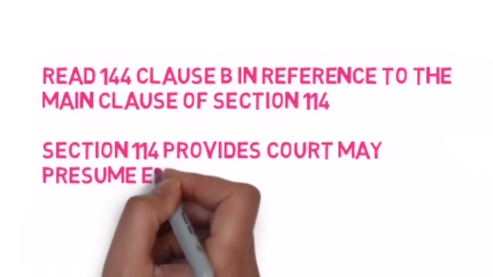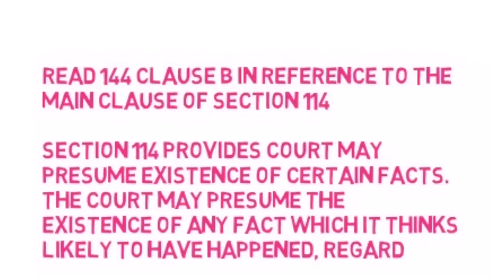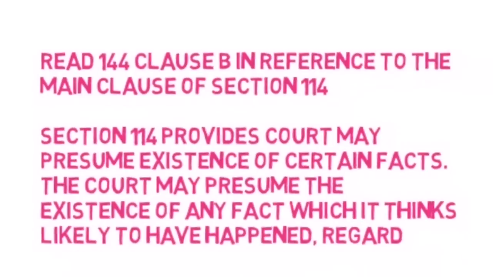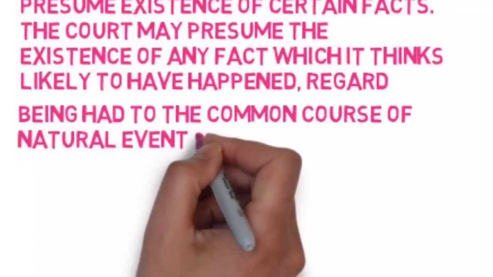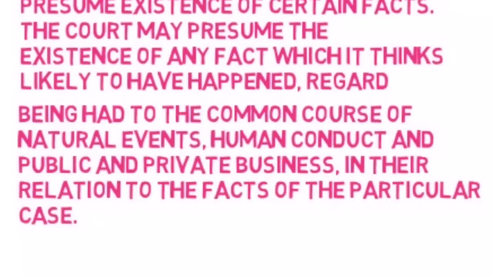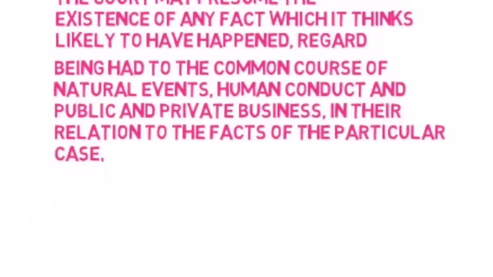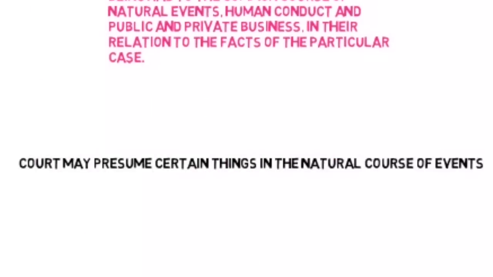And Section 114 provides that the court may presume the existence of any fact which it thinks is likely to have happened, regard being had to the common course of natural events, human conduct, and public and private business in relation to the facts of the particular case. And then it goes on to give the illustration B regarding the accomplice. Hence, it is important to understand that the court may presume certain things in the natural course of events given the facts and circumstances of each case.